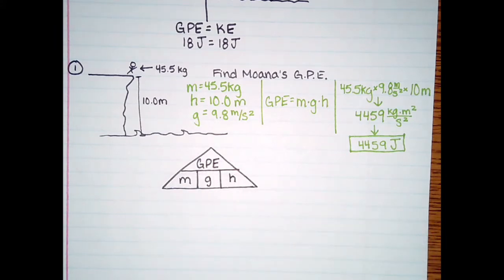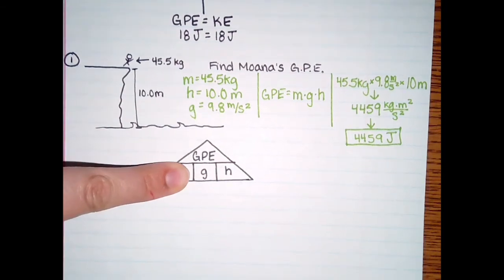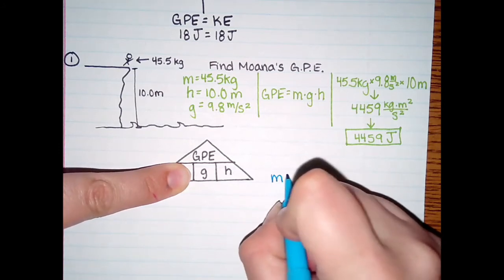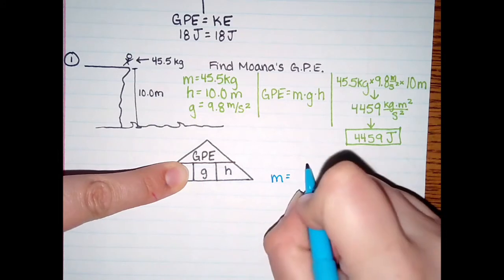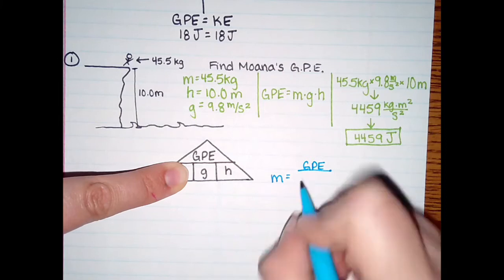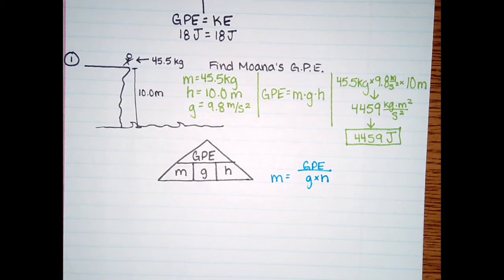All right, so we have GPE equals mass times gravity times height. We can gather that from this. But what if you're solving for mass? How would I read that? Well, I cover it up. Whatever I'm solving for, I cover up. And I would then be able to look at this and go, okay, mass is GPE over G times H. And that's how I could use that triangle to figure out the formula for these other things.